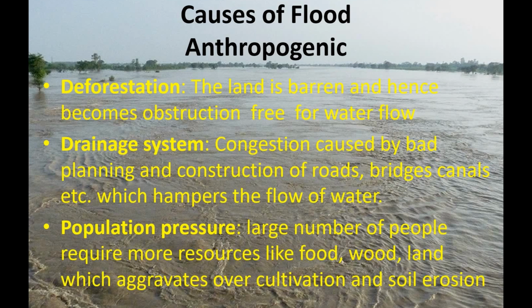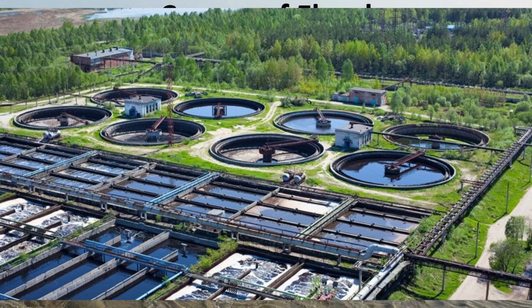Population pressure is also one of the causes. A large number of people require more resources like food, wood, land, which aggravates over cultivation and soil erosion and which increases the risk of flooding. Water and sewerage management. This is like an old drainage and a sewer system needs to be replaced and match with the current needs of the population so that there is ease of operation and maintenance of the sewage system.